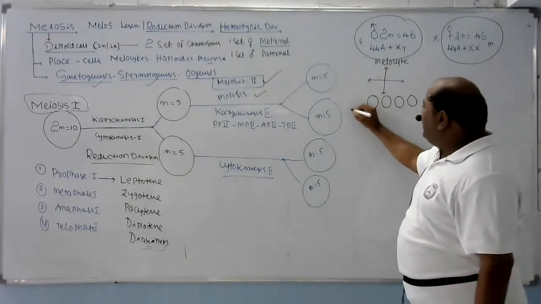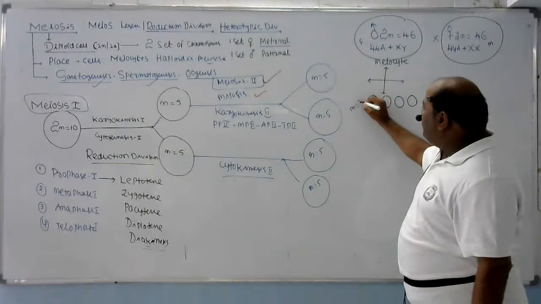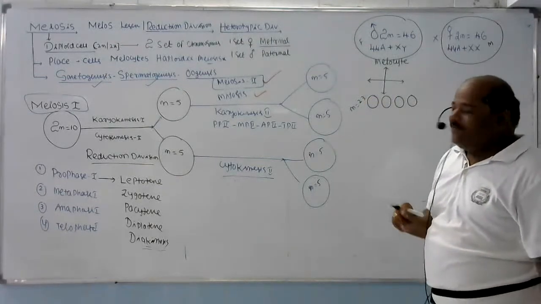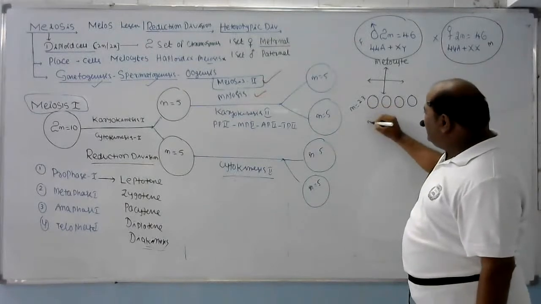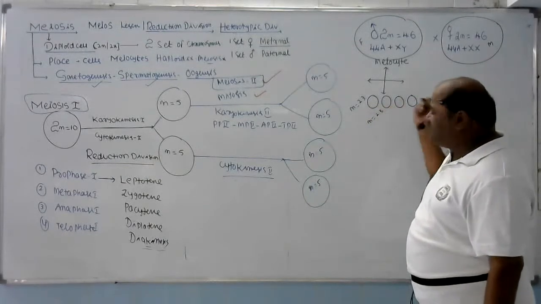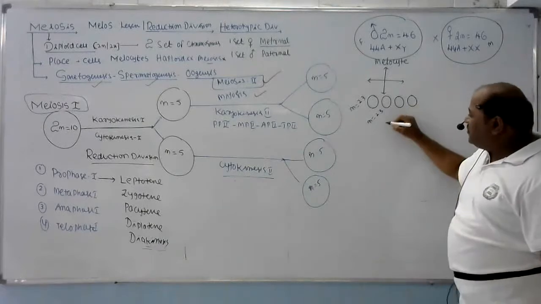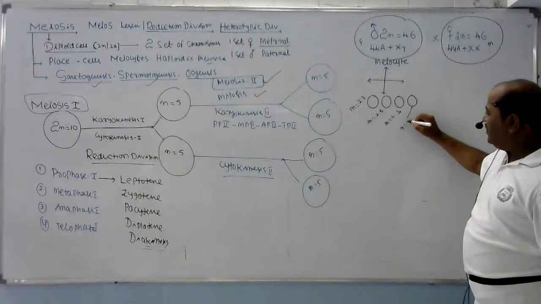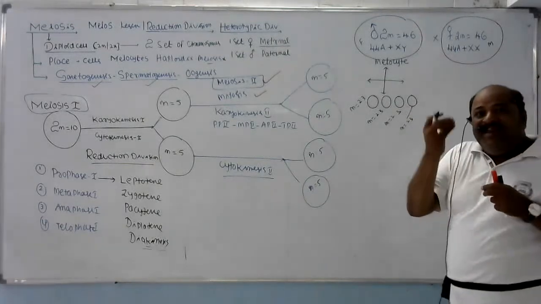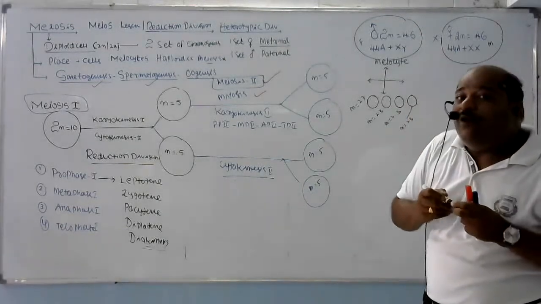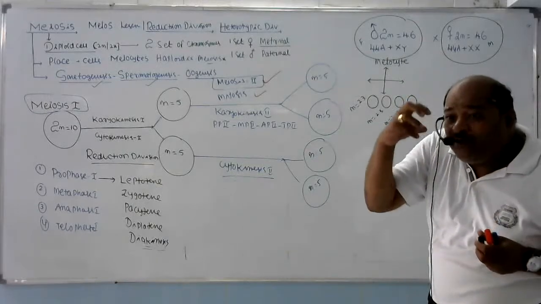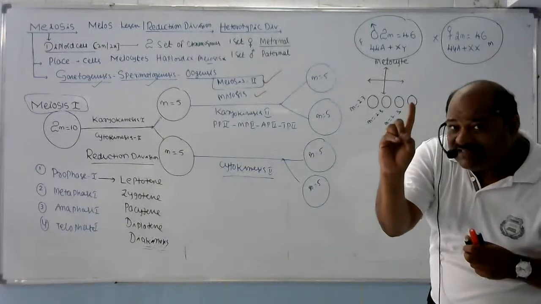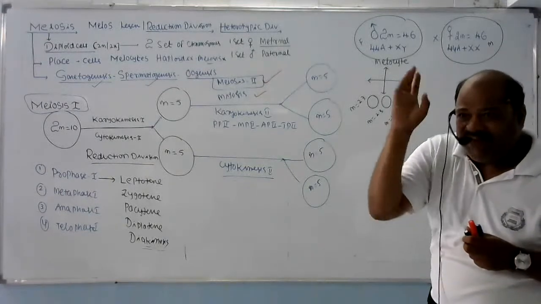For example, here n equals how many chromosomes? 23. This is another one. Here also n equals how many chromosomes? 23. Here also how many are present? 23. Here also how many are present? 23. So in the father's sperm, how many are present? Only 23 chromosomes are present. That is called a single haploid cell.